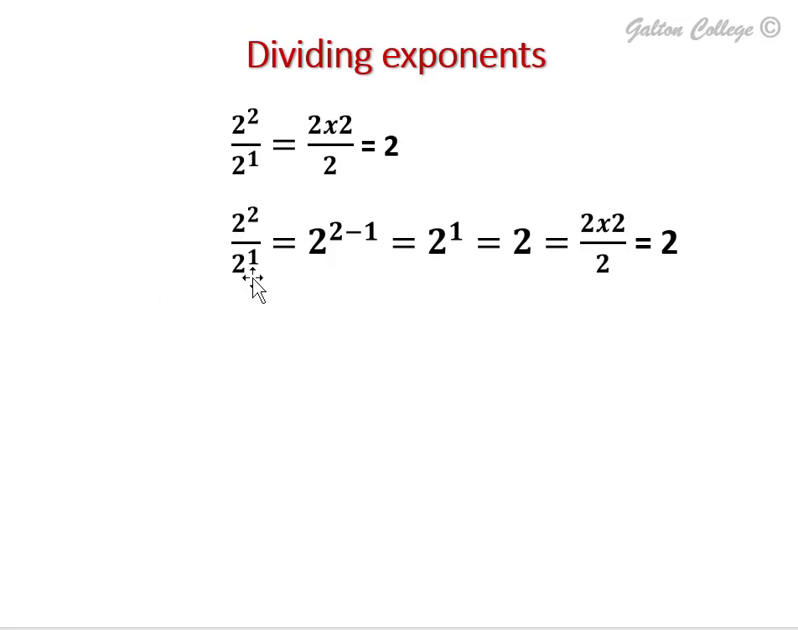So 2 squared divided by 2 to the power of 1 equals 2 to the power of 2 minus 1. 2 here, take away the 1 underneath, which leaves 2 to the power of 1, which equals 2. And if you want to check that, you can simply say 2 squared is 2 times 2, 2 to the power of 1 is 2, like we have here. One of those cancels, leaving us 2.